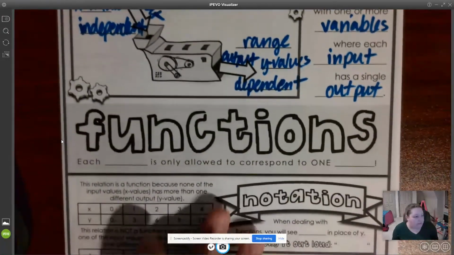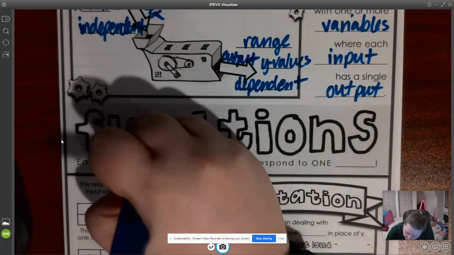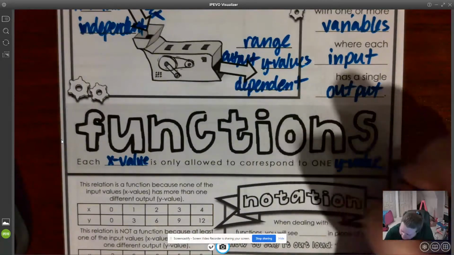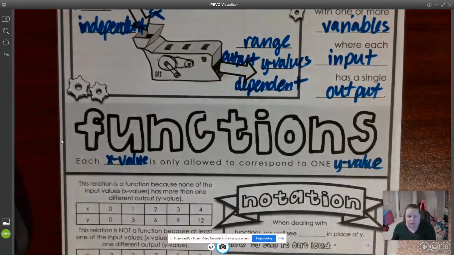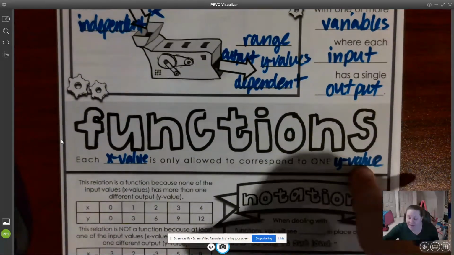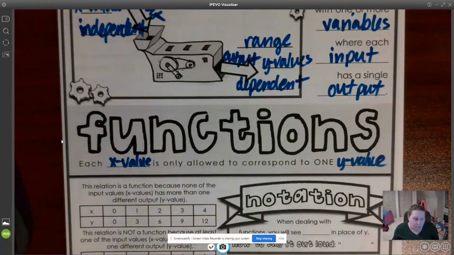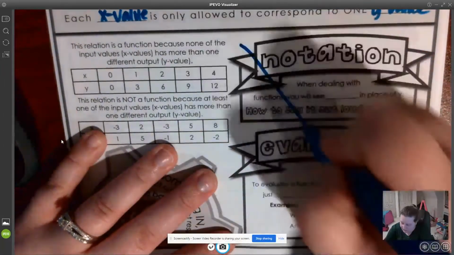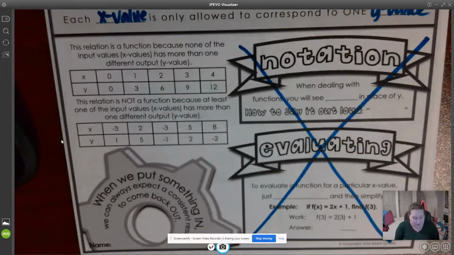Once again, for functions, each x value is only allowed to correspond with one y value. Now, each y value could have multiple x values. I'm going to say that one more time. Y values can have multiple x values. X values can only have one y value. Now, you can go ahead on your notes and cross out these two sections here. We're not going to be talking about those.